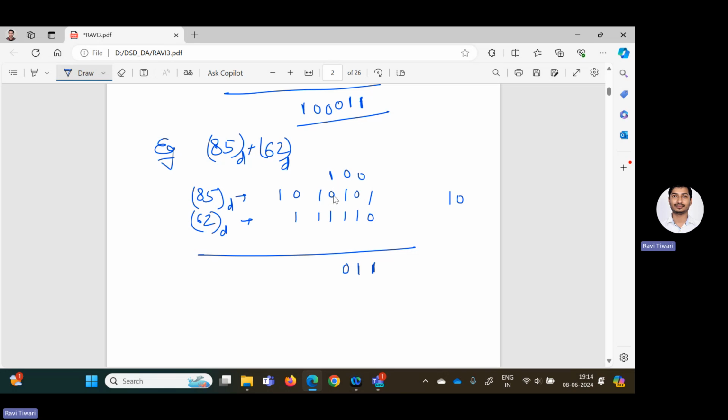Now you add 1 plus 0 plus 1. That is again 2. So output is 0 and the carry is 1. Now 1 plus 1 plus 1, that means 3, right? How can we represent 3? As 1, 1. That means sum is 1 and carry is 1. Now you add 1, 0, 1, that means 2. We represent 2 as 1, 0. That means sum is 0 and carry is 1. Again, you add it. So what will be the output? 1 plus 1 is 2. That means 1, 0. So this is the answer of adding 85 with 62.